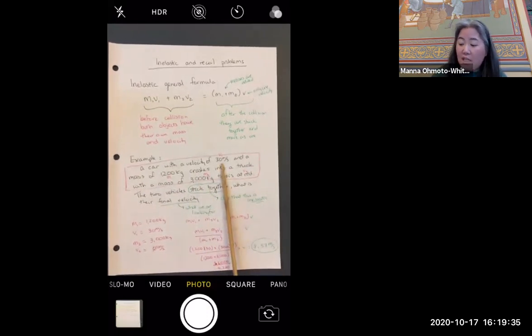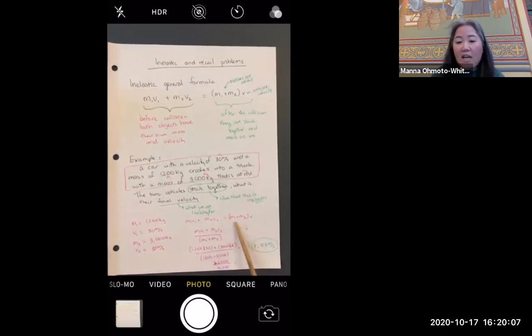For velocity, the first number I come across is 30 meters per second. That's V1, and that goes with the car that has a mass of 1,200 kilograms. So that's M1. The truck has a mass of 3,000 kilograms, so that's M2, and it's at rest. That's one of those clues that it has a zero velocity. So I take my first things, M1 times V1 plus M2V2, these things before the crash. And then after the crash, because the masses don't change, it's M1 plus M2 times the new V. And it's their velocity, so they're stuck together, it's one thing.